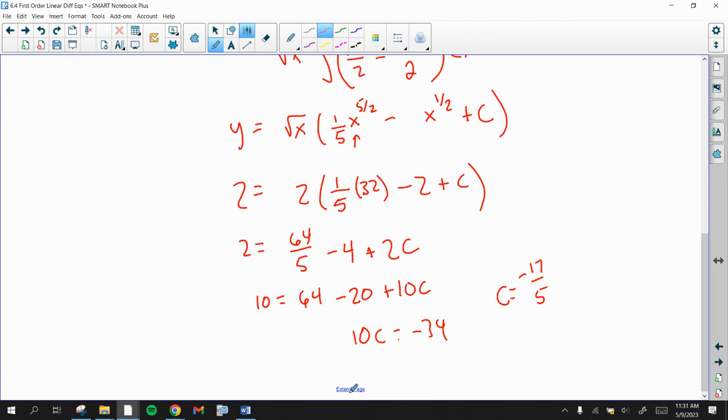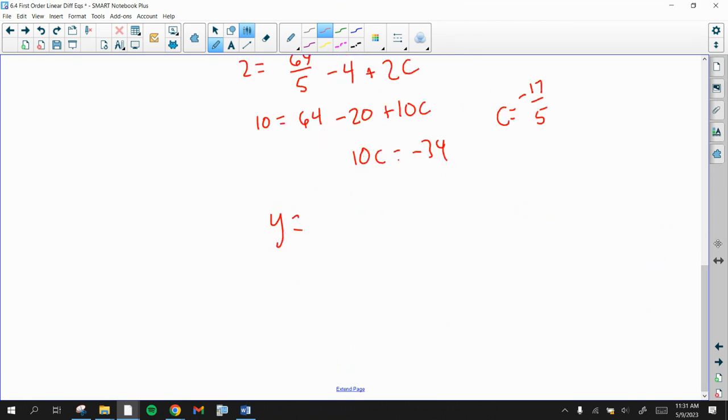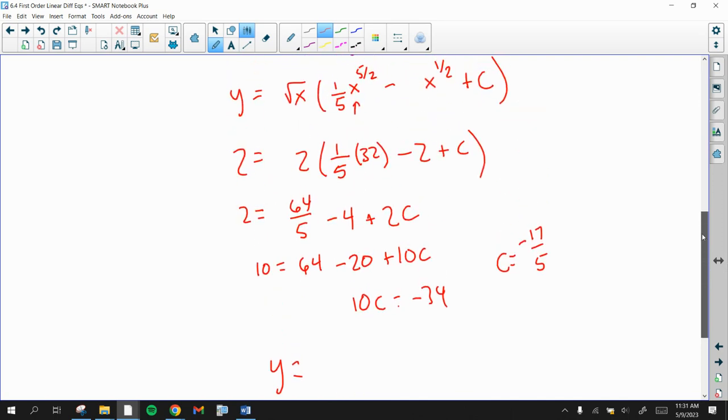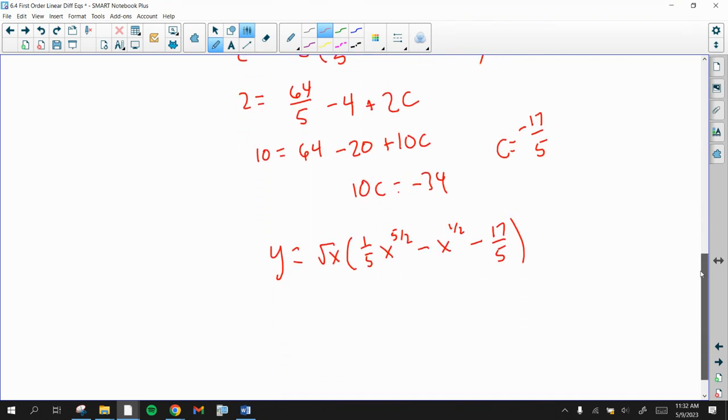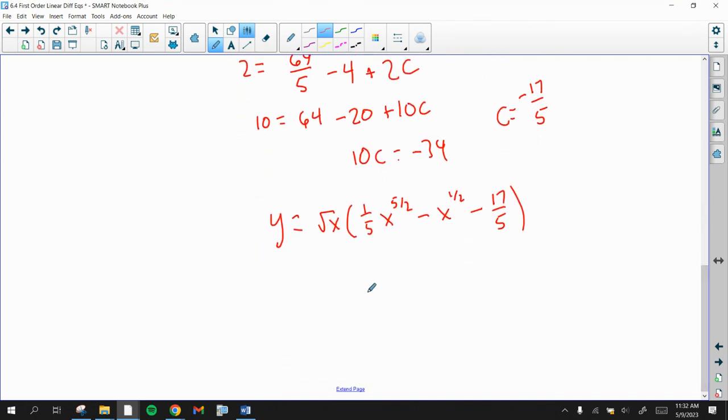So the solution to my differential equation is y equals square root of x times the quantity 1/5 x to the 5 halves minus x to the 1/2 minus the c, which is 17 over 5. And I think I'm going to multiply the square root of x through. It just looks like it's going to simplify things.